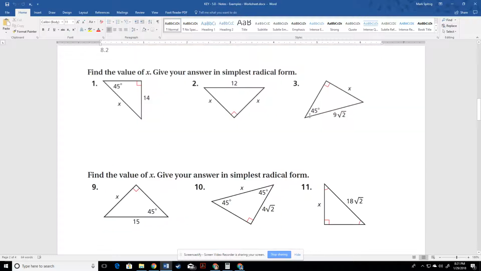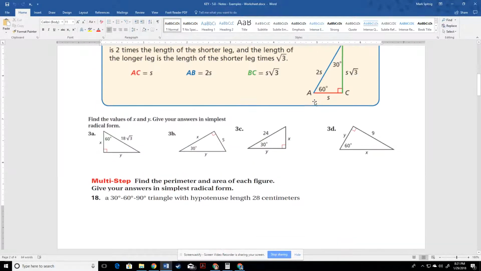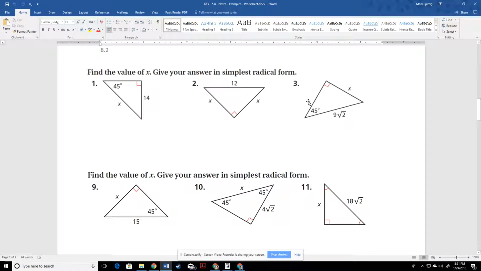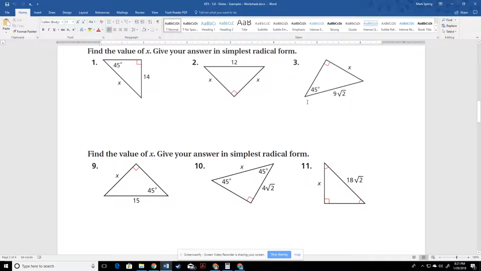All right, so here we go on 5.8. Those are examples. Cool. All right, so basically, here we go on these examples. Again, we have to remember that we have 45, 45, 90, which is going to be x, x, x root 2. And of course 30, 60, 90 is going to be x, x root 3, 2x. At least that's how I do it.